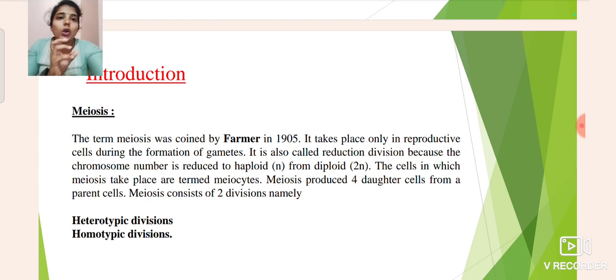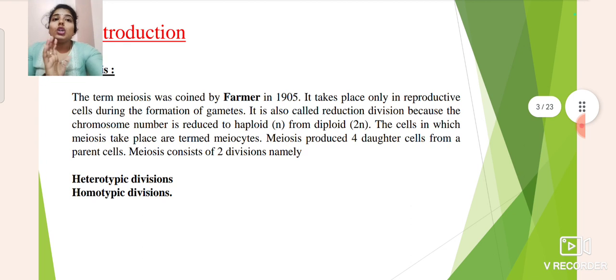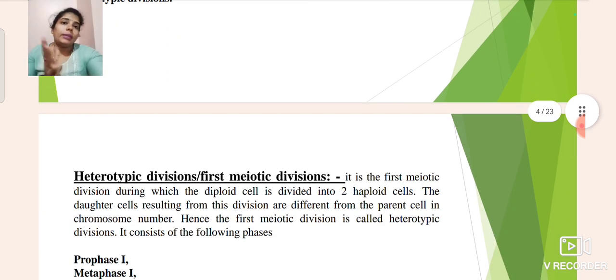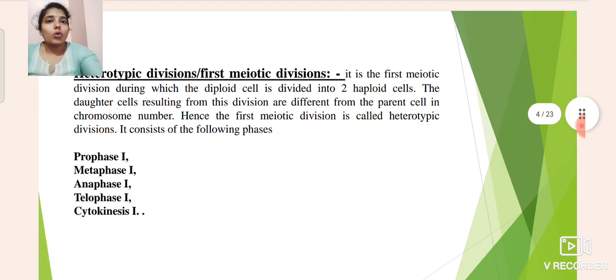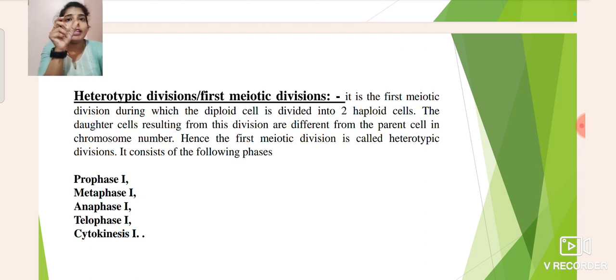This meiosis process consists of two divisions, called heterotypic division and homotypic division. Let us discuss them one by one. What do we mean by heterotypic division and homotypic division? First, we study heterotypic division. Hetero means different. Heterotypic division is also called the first meiotic division. During the first meiotic division, the diploid cell is divided into two haploid cells.